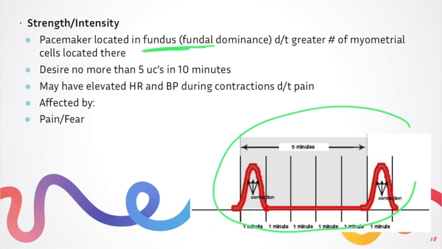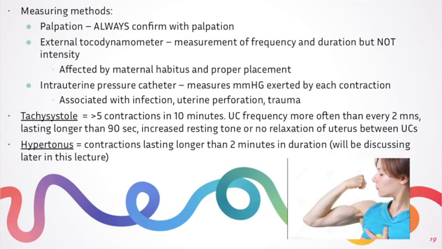Okay, so how do we measure? I already covered this. Confirm with palpation. The external toco, tocodynamometer, we never can say that. This line here: affected by maternal habitus and proper placement. I already told you this. Maternal habitus is how overweight your patient is. External monitors, like I said, are only going to pick up the contraction if they're in the right place.